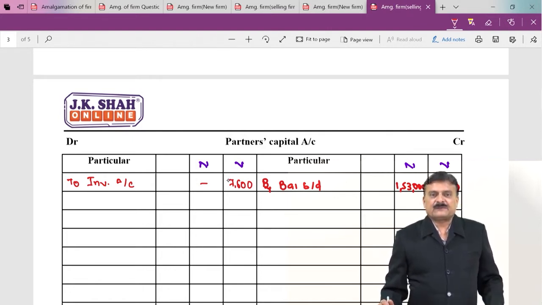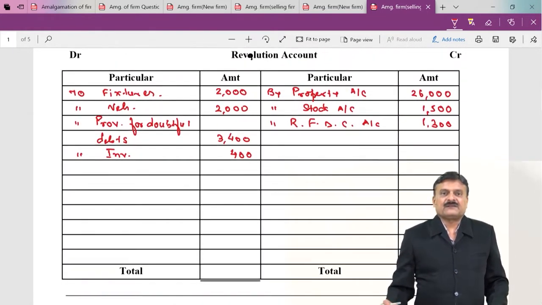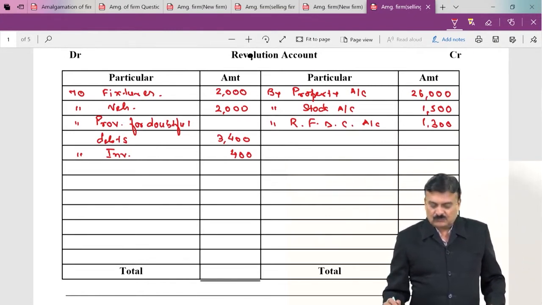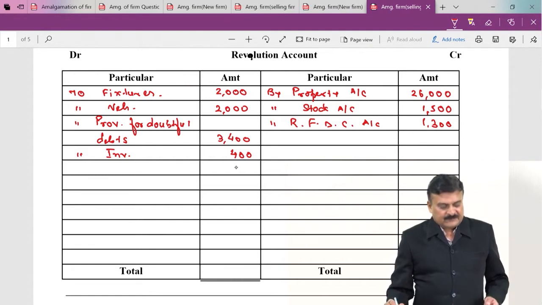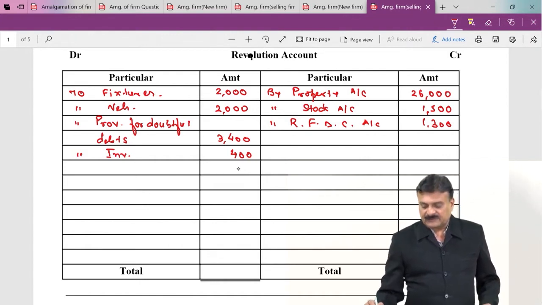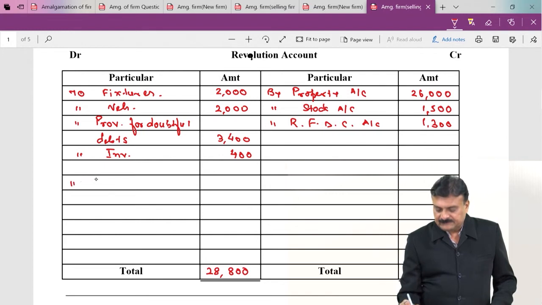All adjustments effect given. Let us make the final totaling. First step is to make balancing of revaluation account. Make total of revaluation debit side 2,000, 2,400 and your RDD is 3,400. Okay. When we make balancing of revaluation account, the credit side is heavier, 26,000 plus 1,500 plus 1,300. So my credit total 28,800. Subtracting debit total.